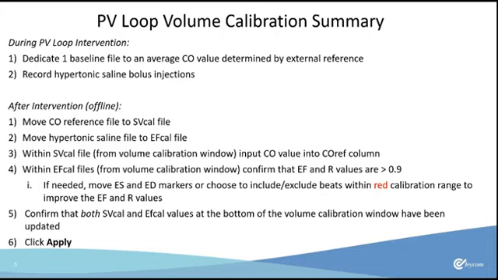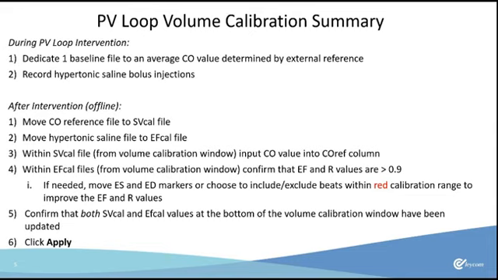Alright, you made it. In summary, the two items during the intervention that we need are number 1, to take note of the cardiac output value determined by some external reference. Number 2, we need to record any hypertonic saline bolus injections. Again, that's 5% hypertonic saline. After the intervention, we will move the file dedicated to the cardiac output reference to an SV-cal file and move the hypertonic saline files to an EF-cal file.